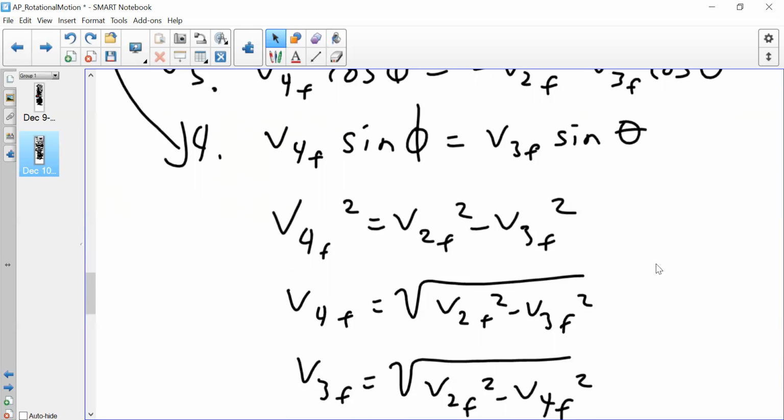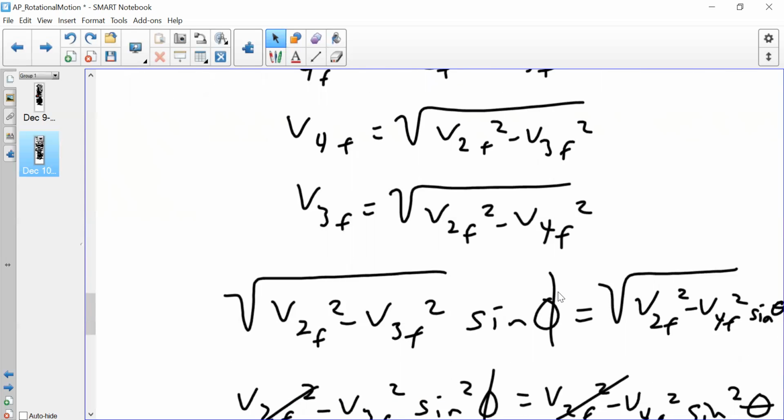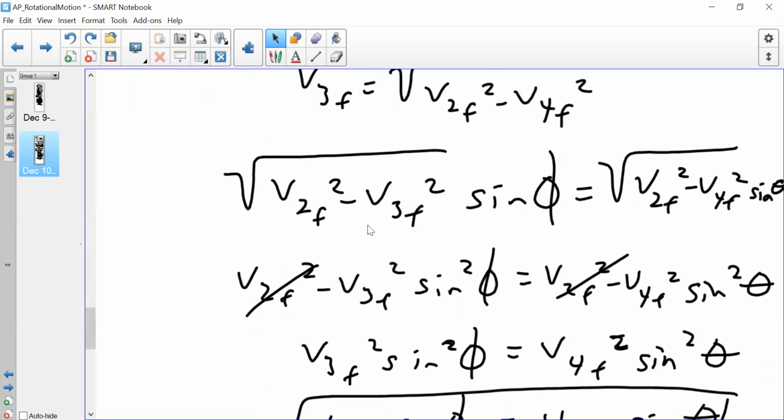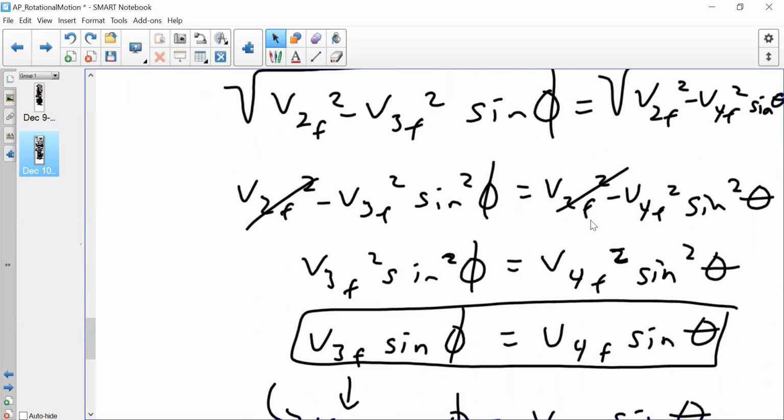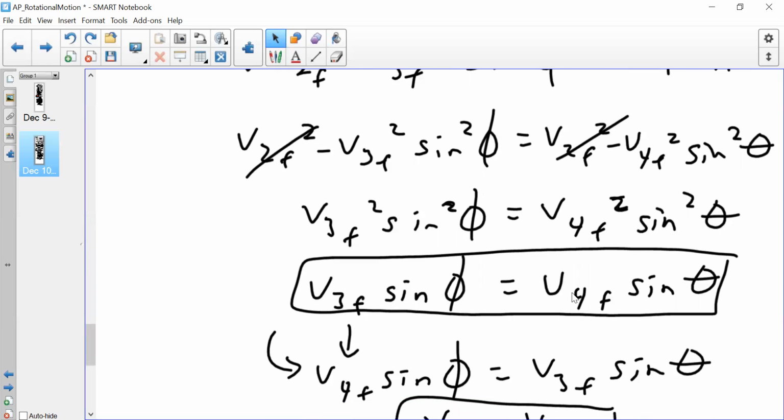So, okay, V4 final squared equals V2 final squared minus V3 final squared. I get an expression for V4 final and then V3 at the same time, simultaneously substitute them here, and I get this expression. Okay, I square both sides, don't like radicals. Get rid of the V2 finals. I have negative V3 final squared sine squared phi, negative V4 final squared sine squared theta. And the negatives go away on both sides, and I get this expression here. Take the square root of both sides, and I get V3 final sine phi equals V4 final sine theta.